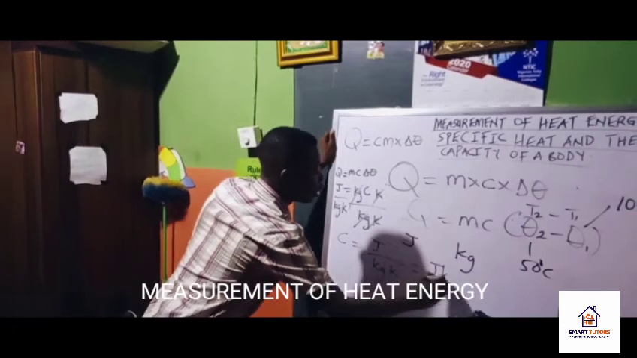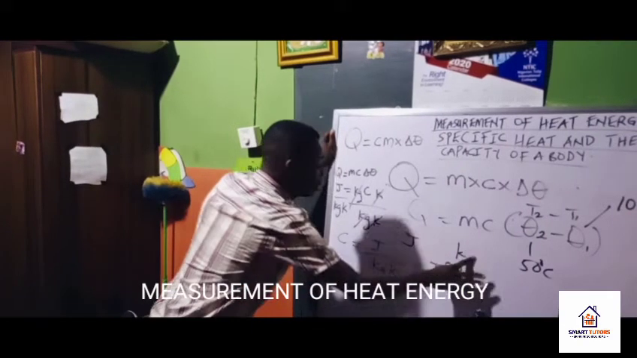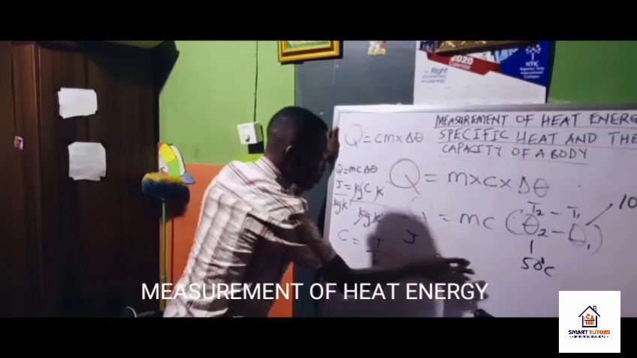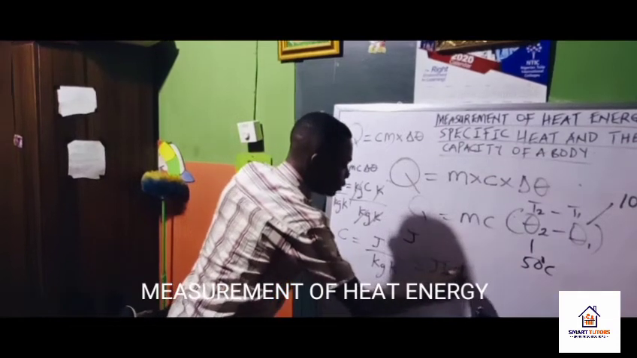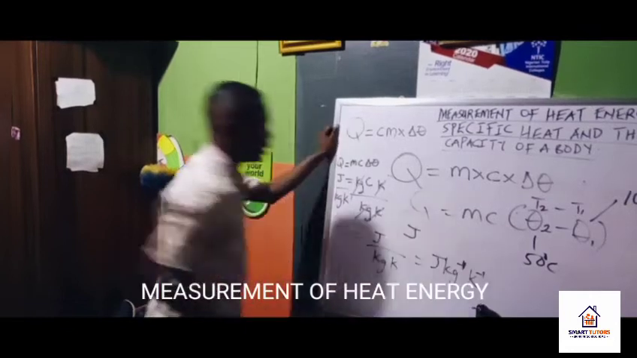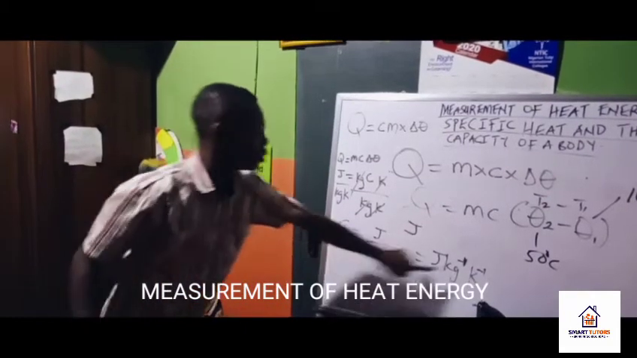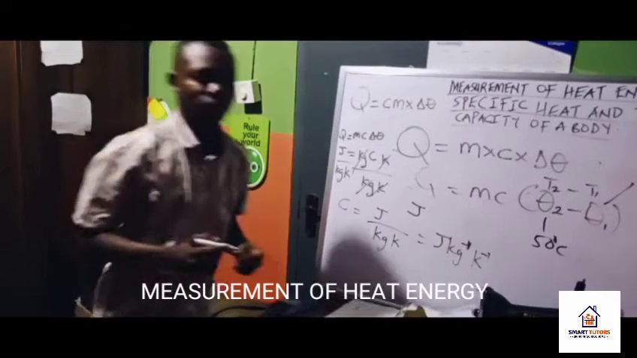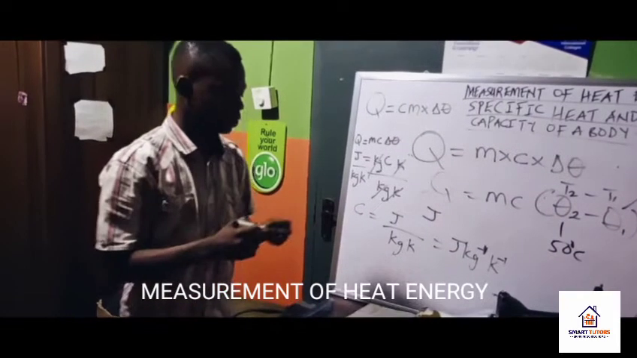which is still the same thing as joule kg minus 1, K minus 1. If you apply your indices, this one becomes kg to the power minus 1, K to the power minus 1. So this is the unit of specific heat capacity.